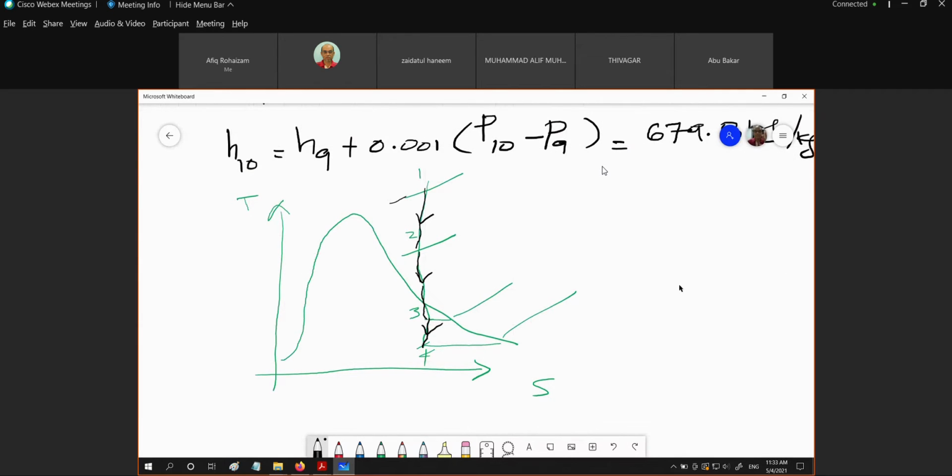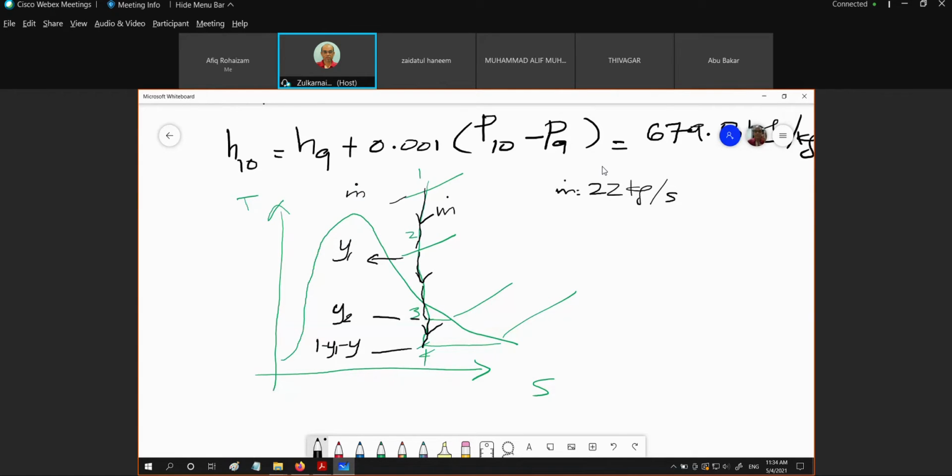So what is flowing right here is m dot, which is equal to 22 kilogram per second. Here also m dot. Now we have extract. This is y1. From here we extracted y2. And right here, what is left is 1 minus y1 minus y2.